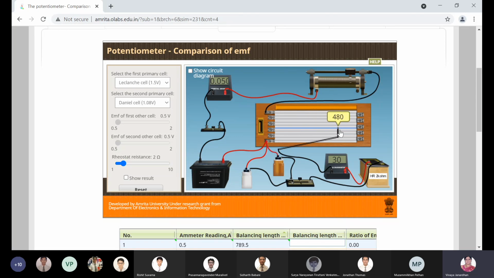Let me see where it goes. Somewhere I think here, it's 790. 790 was the previous one. See, this is plus 30, minus 30. So between plus 30 and minus 30, it should be somewhere here.